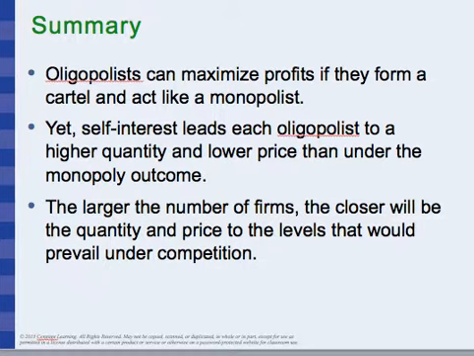So in summary, oligopolists can maximize profits if they form a cartel and act like monopolists. Yet self-interest leads each oligopolist to a higher quantity and lower price than under the monopoly outcome. The larger the number of firms, the closer the quantity and price will be to the levels which prevail under competition. So basically, the more firms, the more competitive the situation.